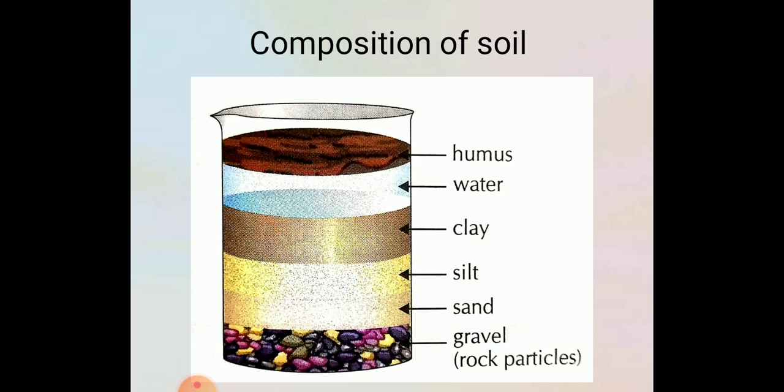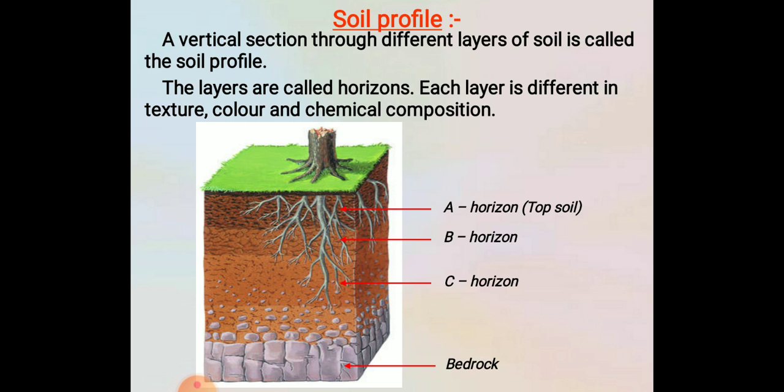Now we will look at the soil profile in detail. We usually see the top surface of soil, not the layers below it. If we dig a ditch, you can easily see the inner layers of the soil. A vertical section through the soil showing the different layers of the soil is called the soil profile. Each layer differs in texture, color, depth and chemical composition. These layers are referred to as horizons.